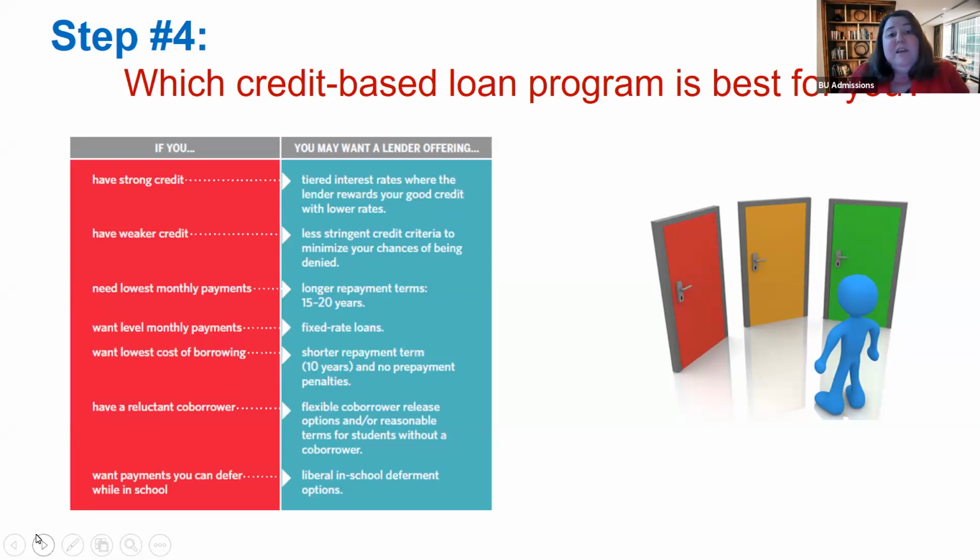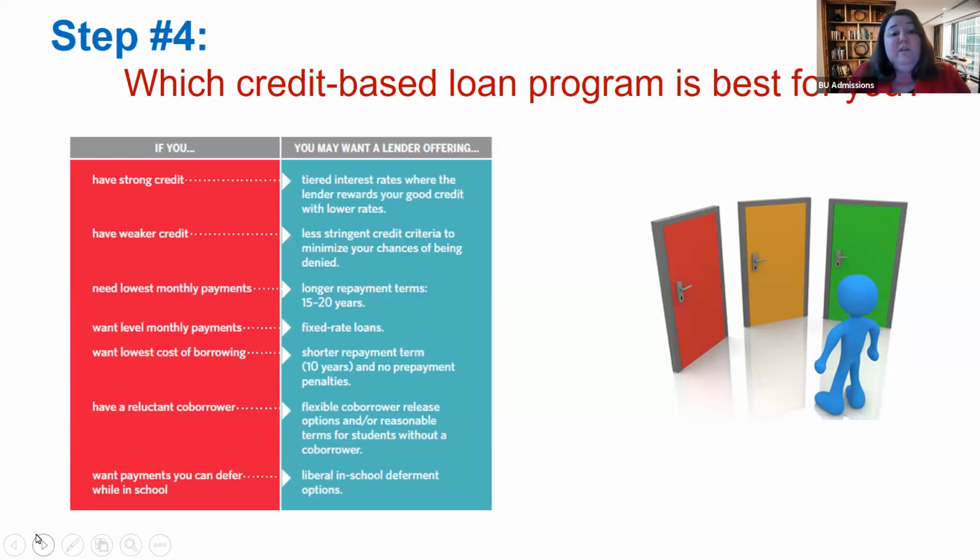Some families feel like a fixed interest rate is better for them because it's more predictable what those payments will be. But other families like that variable rate because it might be a lower rate in the long run. So those are really important things to consider. There's also a lot of great borrower benefits to think about. Again, I mentioned loans have benefits that allow students to defer the loan payments while they're in school, but not all loans do. So you want to make sure that you're looking for that if that's important for you.